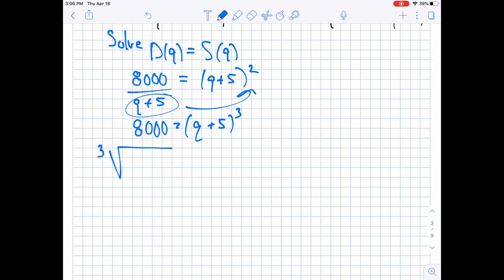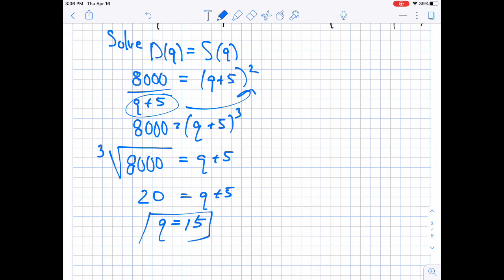On the left-hand side, the cube root of 8,000 is going to be equal to q + 5. The cube root of 8,000 is going to give us 20. And so 20 is equal to q + 5, which means that q is going to be equal to 15. For us, that's going to be 15 units. That is our equilibrium quantity.